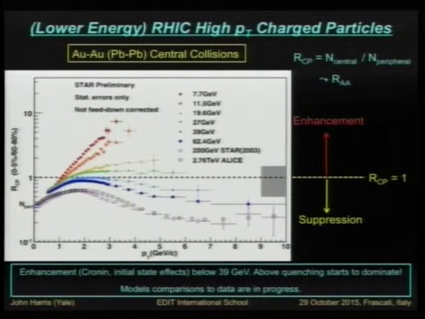So anyway, this basically reproduces what's seen at the SPS, and what STAR is trying to do is see where the quenching starts to get dominated by the enhancement. Of course one's going to need models to disentangle those two, because you still could have quenching even at this energy, although you have an enhancement. It's a matter of how much of an enhancement there is.